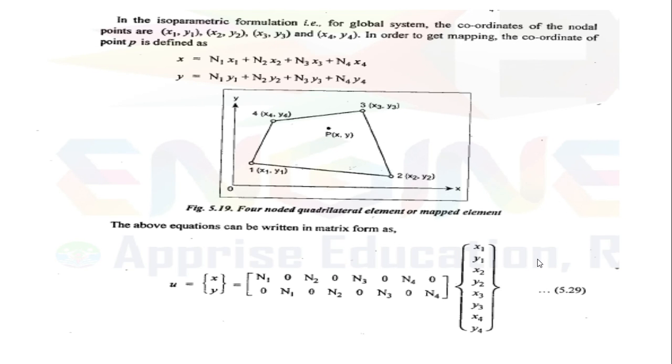Dear students, good morning. In the last lecture, we ended with deriving the shape function equation for the four-nodal quadrilateral element. That is, we found the values of N1, N2, N3, N4, and framed the equation for the unknown displacements, that is u and v, as well as the equation for x and y, that is N1 x1, N2 x2, and x3, x4.